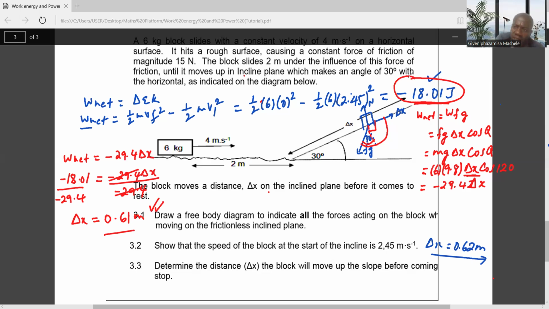Even the 29.4, we have rounded to the nearest. That's why the answers are a bit different, but it has to be the same. So delta x is 0.61. So I believe, guys, you are following.